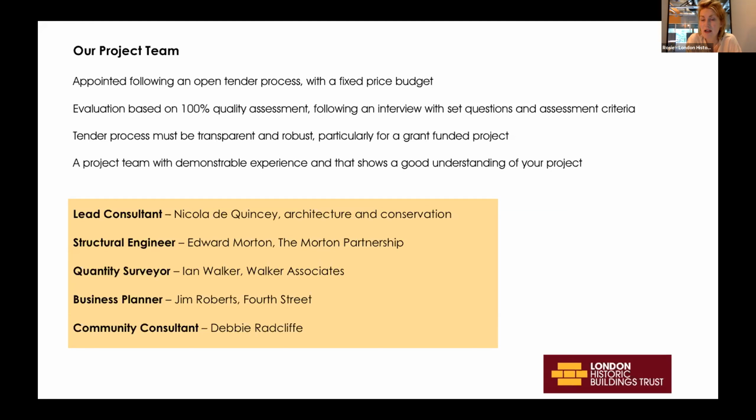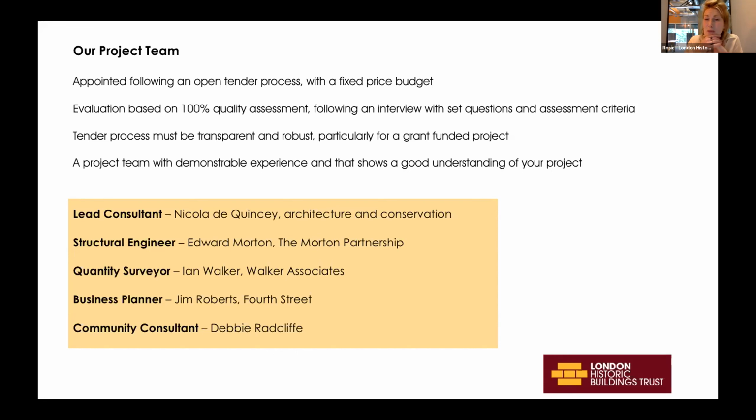and particularly for a grant funded project. So grant funders will have very clear ideas about how they want your tender to be undertaken. It tends to be a little, I suppose, more relaxed at this early stage, but it's really important to think about how you approach that process, to make sure that your grant funders are very clear about how you've appointed your team.